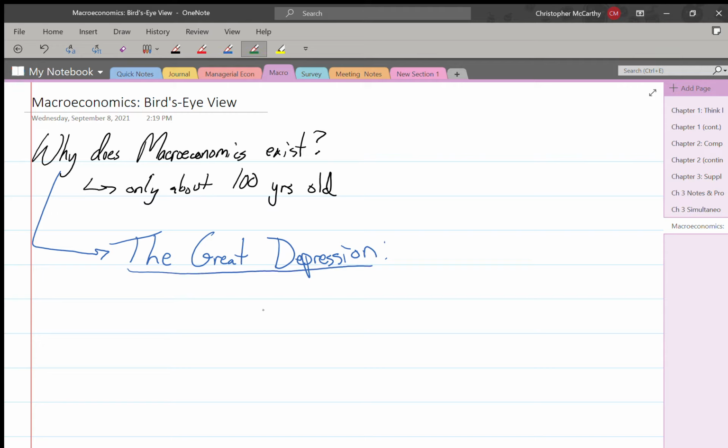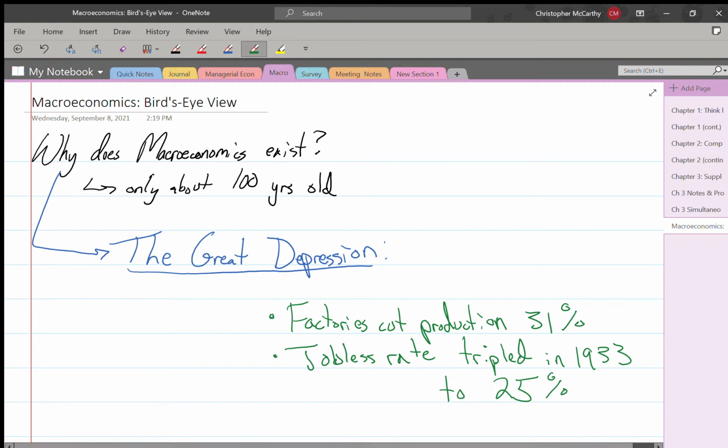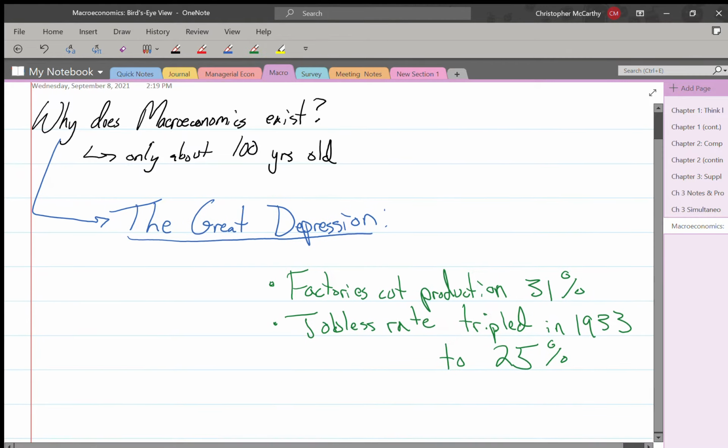to kind of give you some imagery of what happened. Factories cut production by 31%. So nearly a third of all factories shut down, or the factories that were in operation stopped producing a third of what they were producing. The jobless rate, the number of people without jobs, tripled in 1933 to 25%. So 1 in every 4 adult Americans did not have a job and were looking for a job.